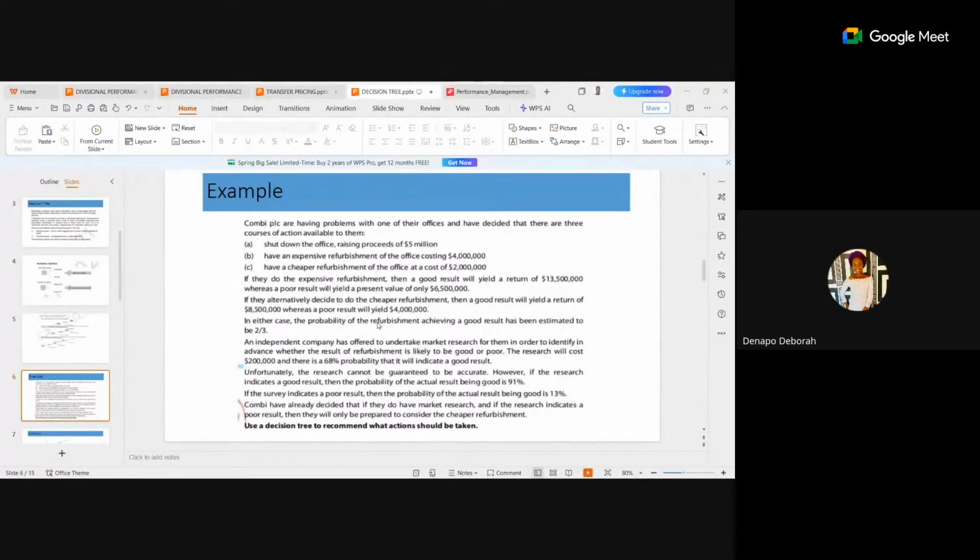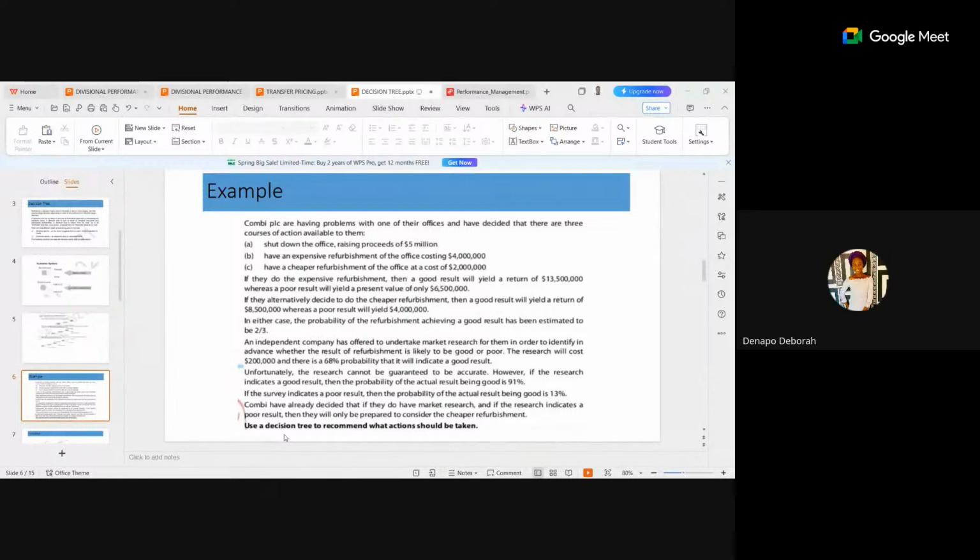If they do the expensive refurbishment, then a good result will yield a return of $13.5 million, whereas a poor result will yield a present value of only $6.5 million. If they alternatively decide to do a cheaper refurbishment, then a good result will yield a return of $8.5 million, whereas a poor result will yield $4 million. In either case, the probability of the refurbishment achieving a good result has been estimated to be 2/3.